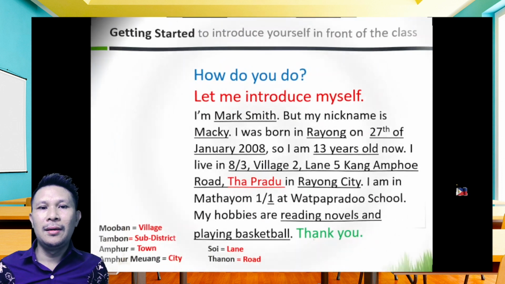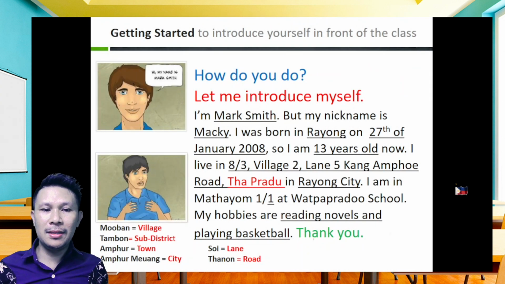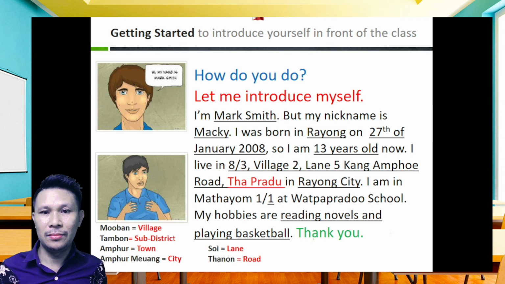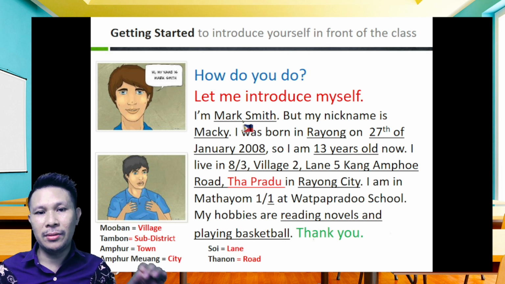Right. Now, this is the example of how you are going to introduce yourself in a formal way. All right. So let's begin with this. How do you do? Let me introduce myself. I'm Mark Smith. Okay. So remember, this is the first name and this is the surname. Because you're introducing in a formal way, then you have to state your real name and your surname. Okay. But my nickname is Maki.